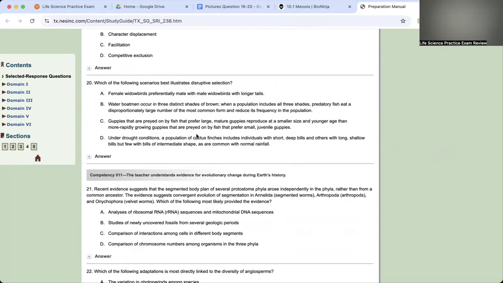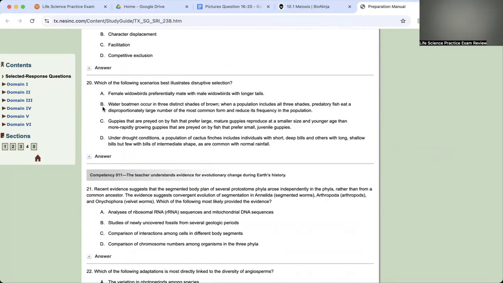For example, I think the first one, A, female willowbirds preferentially mate with male willowbirds with longer tails. This is actually not an example of a type of selection we see above. This is actually an example of sexual selection, meaning a mechanism of evolution where organisms compete for mates, resources, and food, but the idea is that there's a sexual preference for these particular animals. So A is not going to be correct here. So next answer is B.